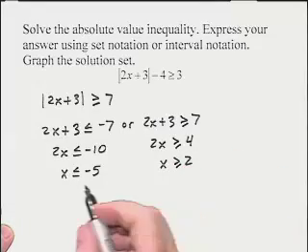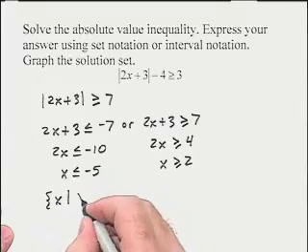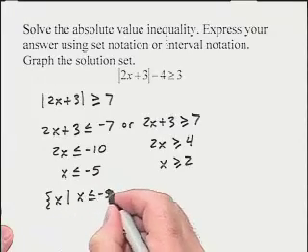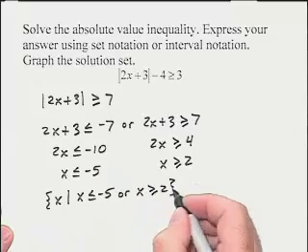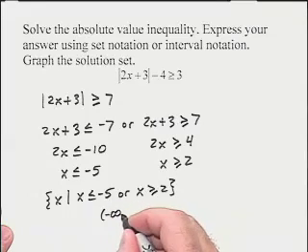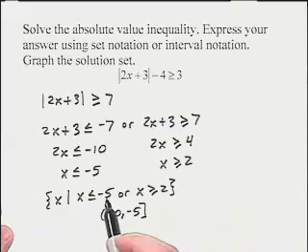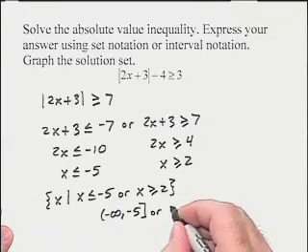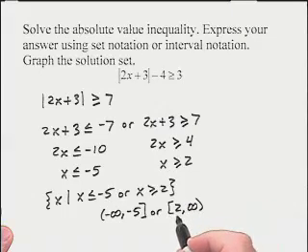When we put our results together, we'll get our solution set as a set of values for x, such that x is less than or equal to negative 5, or x is greater than or equal to 2. In interval notation, we'd write negative infinity to negative 5, and we use a square bracket on negative 5 because it's not a strict inequality, or 2 to infinity. Again, we use a square bracket on 2 because we do not have a strict inequality.